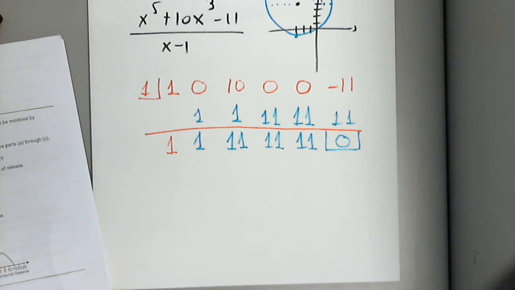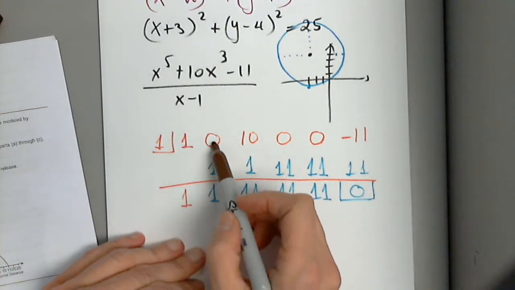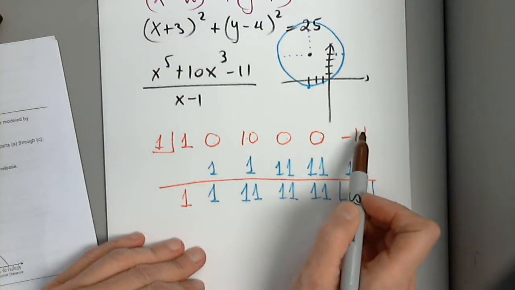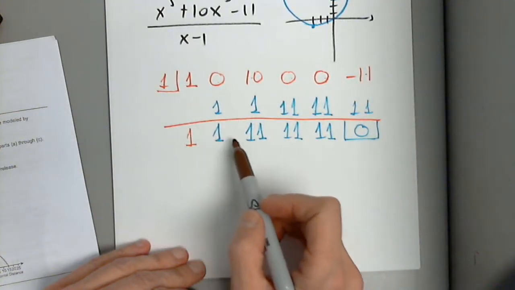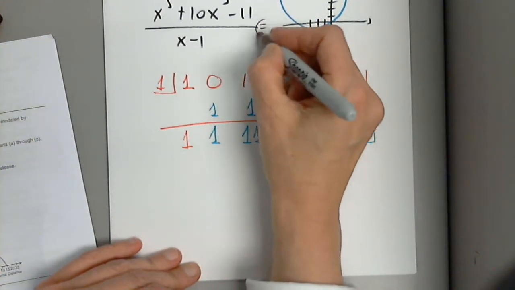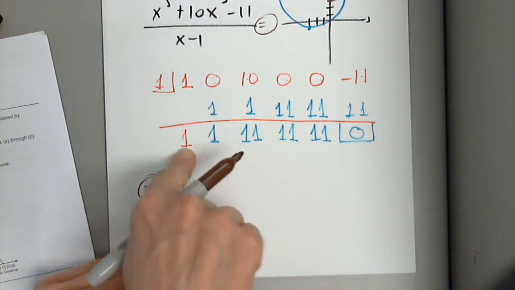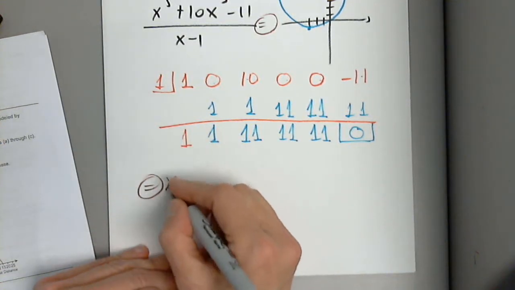You guys are too good. So now remember, degree 5: 1, 2, 3, 4, 5, 6 terms. I have 1, 2, 3, 4, 5 terms. What is the degree of the answer? 4, correct? Good. So then this has to be very good.